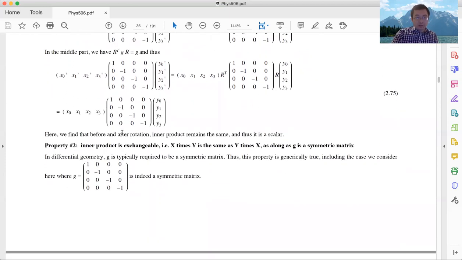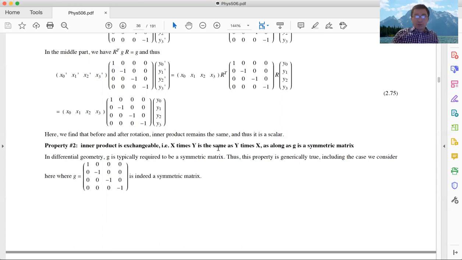Another important property of inner product is that it is exchangeable. In other words, x times y is the same as y times x. For number products, we know the product of two numbers, we can always switch the order. Let's say 1 times 3 is the same as 3 times 1. But for matrices, or vectors, or more complicated algebraic objects, multiplication is not necessarily exchangeable. Sometimes it is, sometimes it's not. The example we are most familiar with is probably quantum mechanics. Quantum operators don't commute with each other. We can't switch the order.